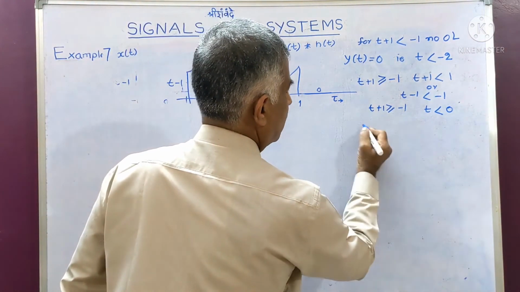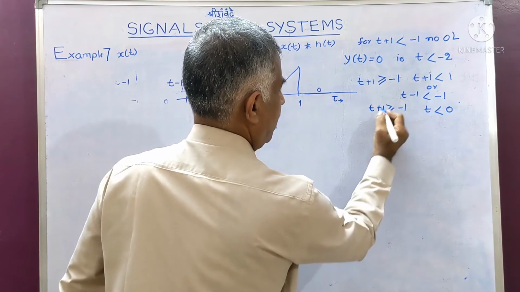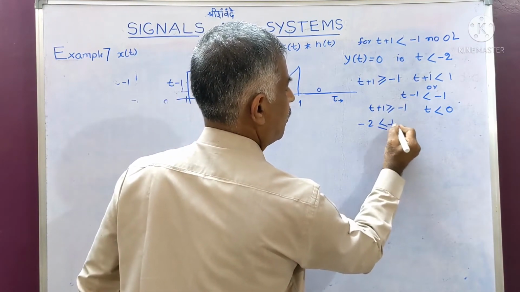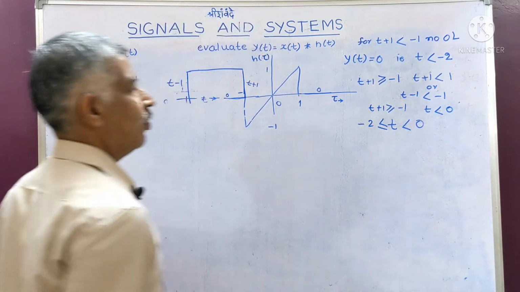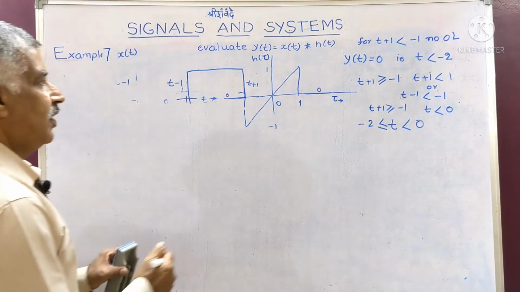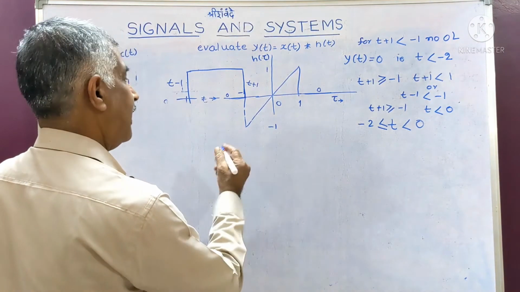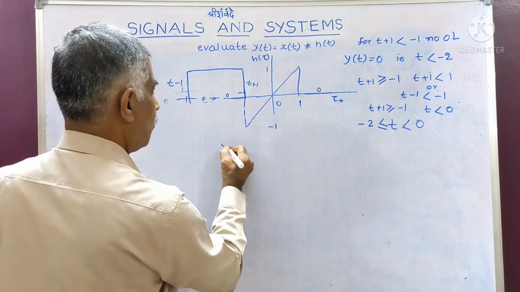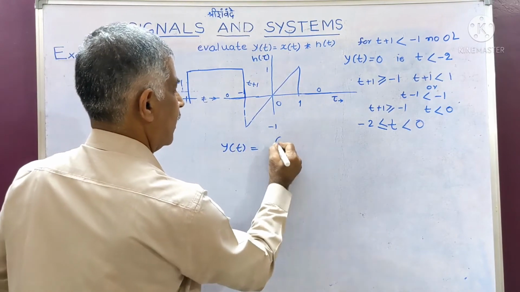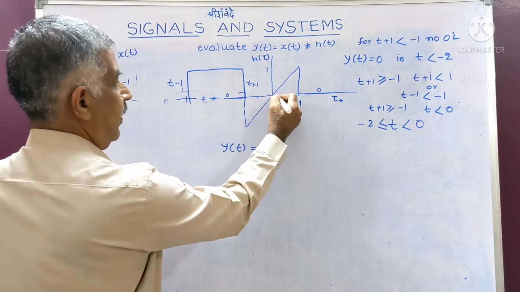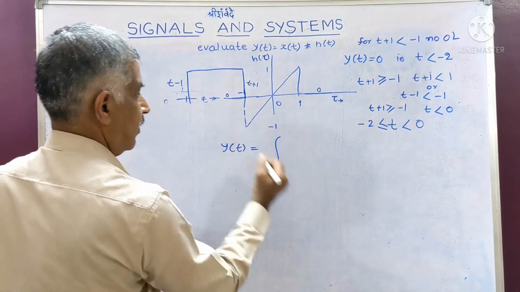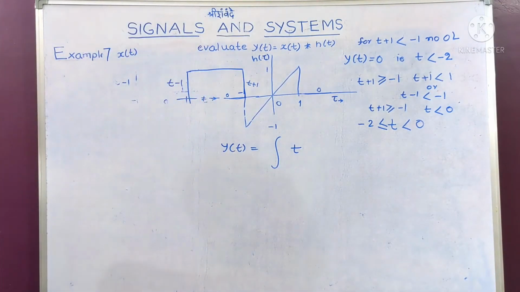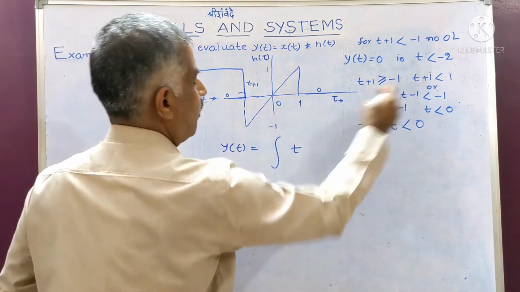Now combine these two, that is minus 1, this becomes minus 2 less than or equal to t less than 0. Now right now, as this waveform is swept, the waveform is t. You need not write the other part.